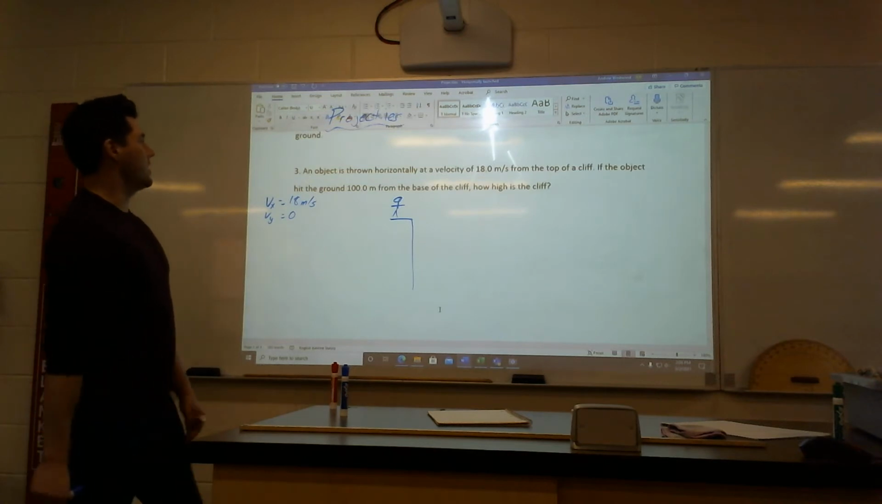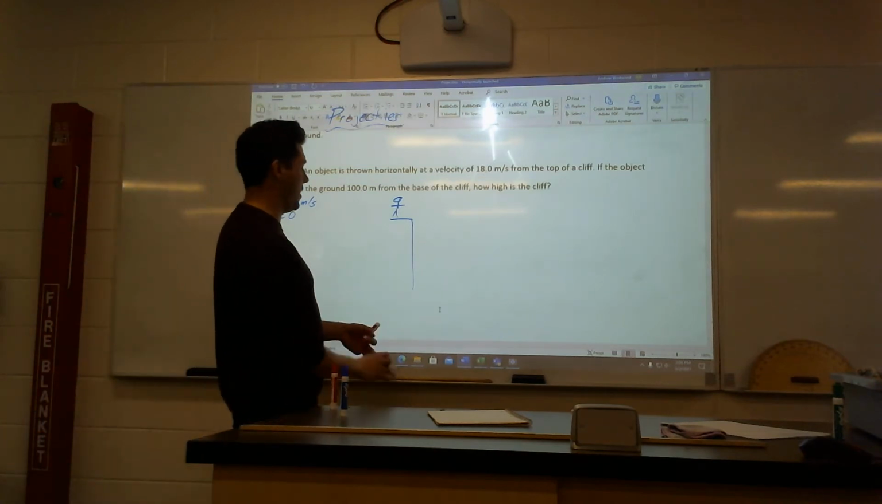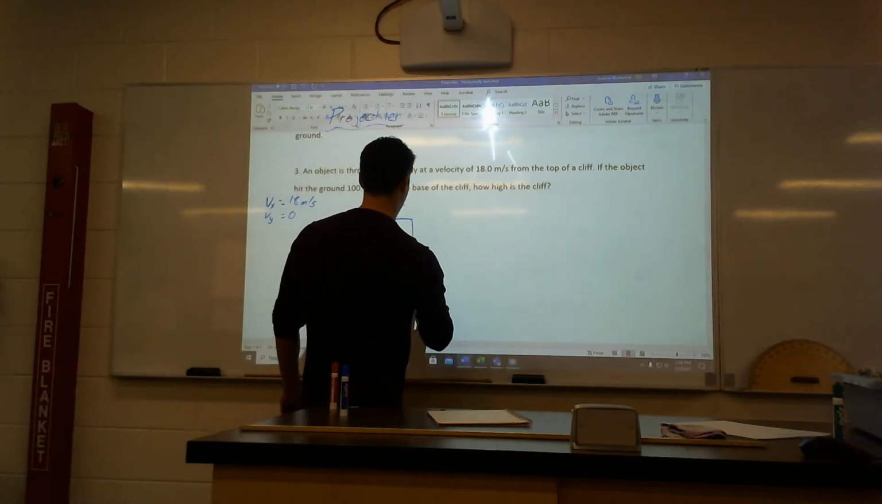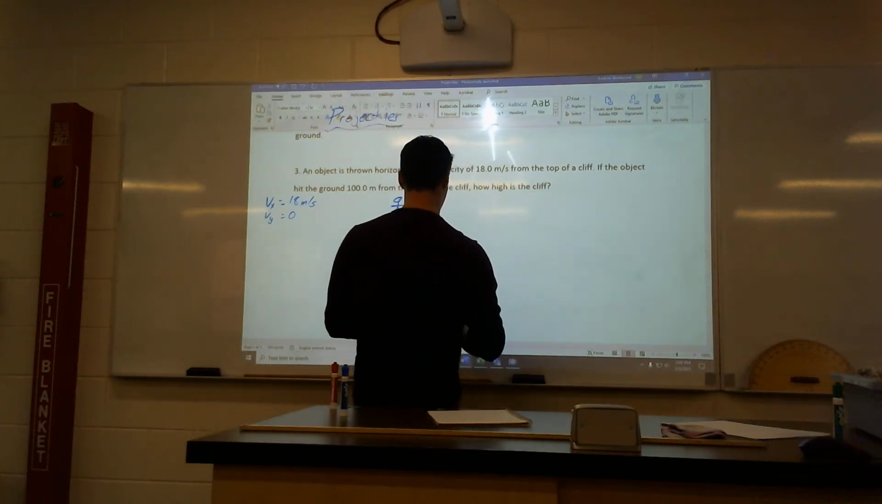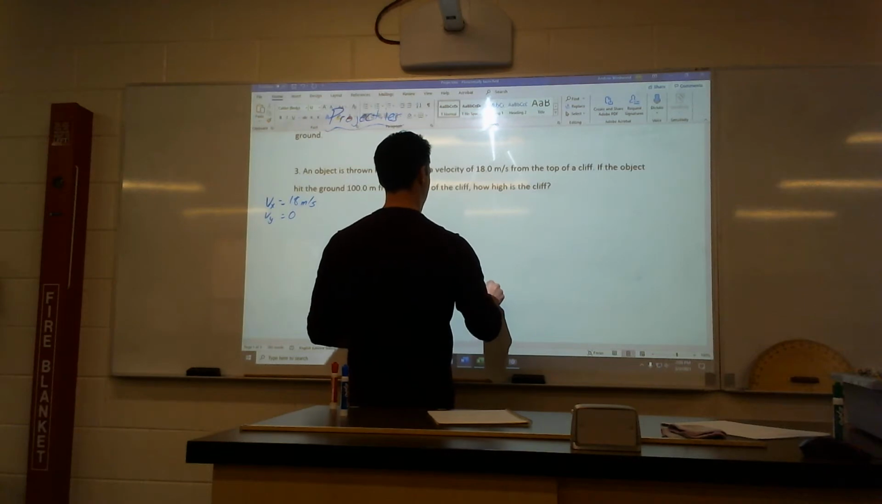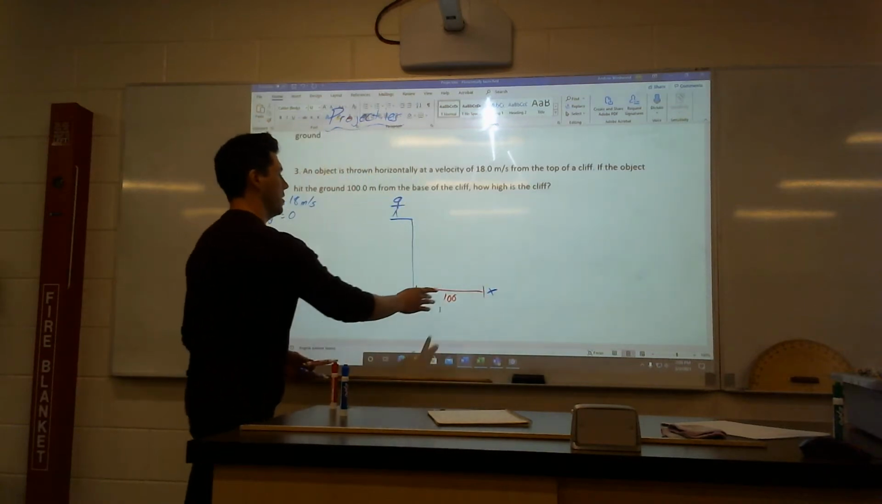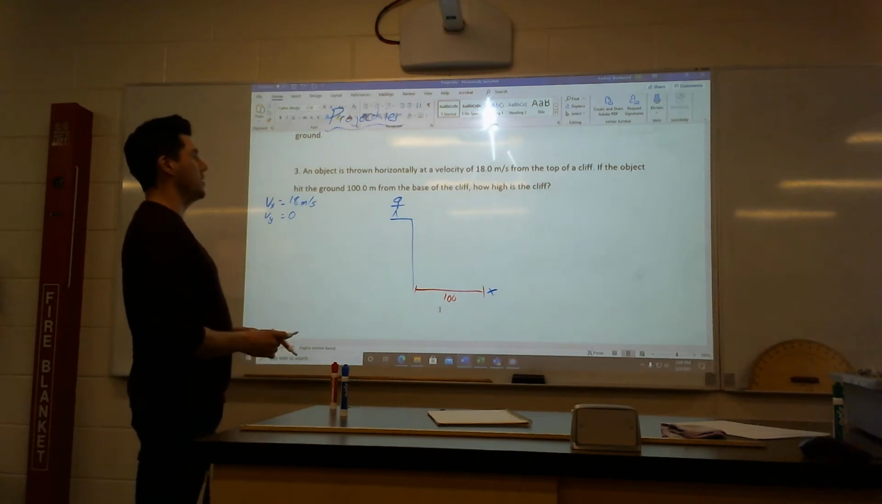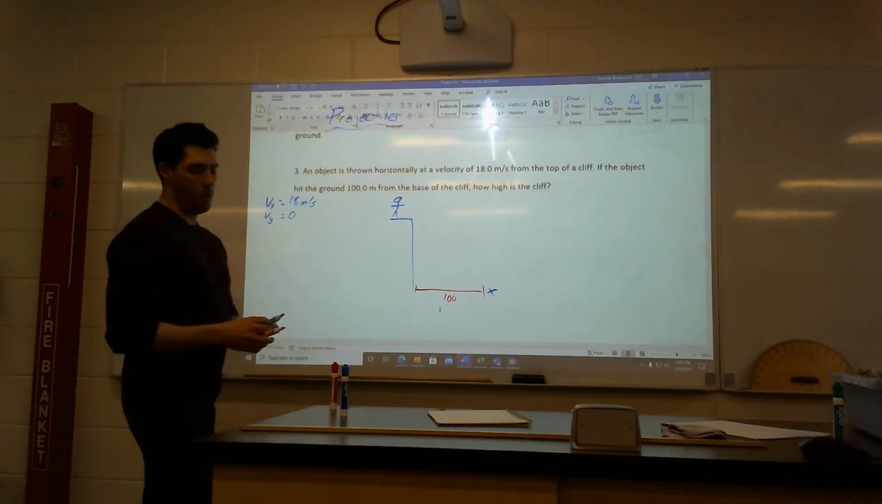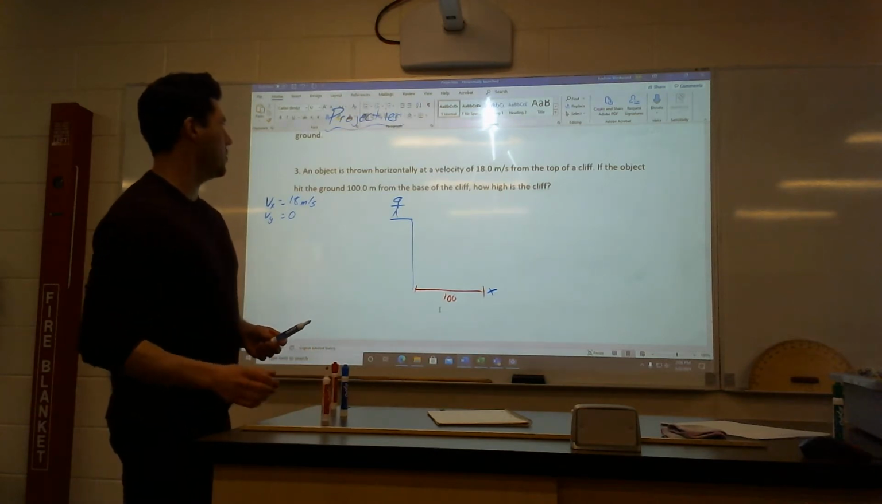If the object hits the ground 100 meters from the base, so now we have it hit 100 meters away. X marks the spot. That hit 100 meters away from the base of the cliff. All right, how high is the cliff? Well, we don't have a whole lot to work off here. Let's see what we can do.